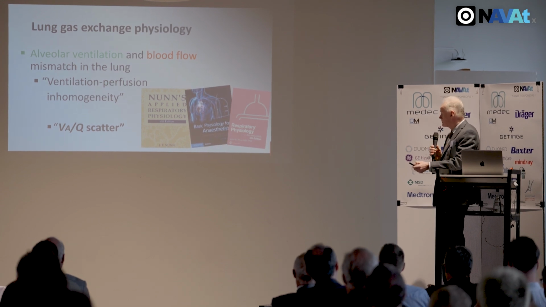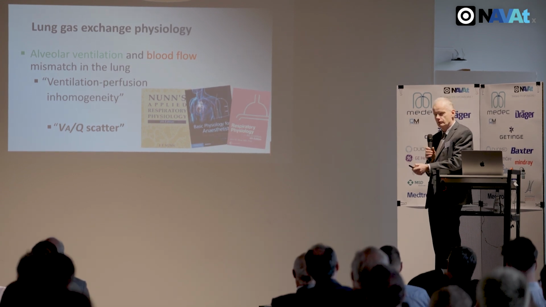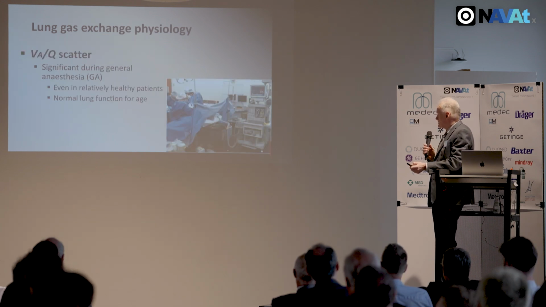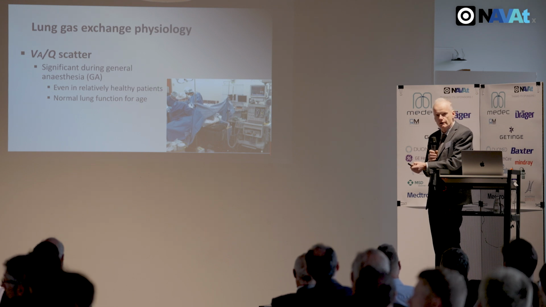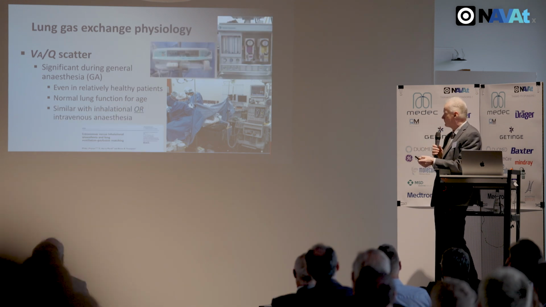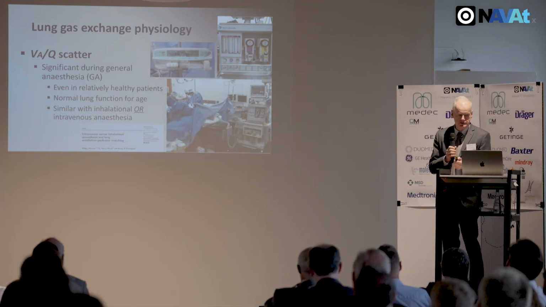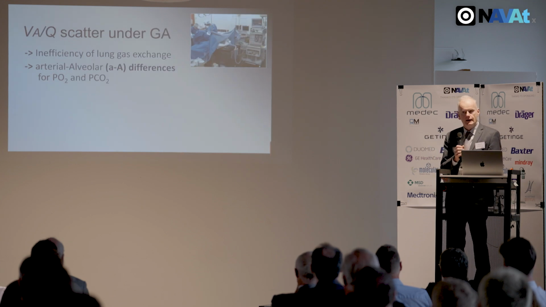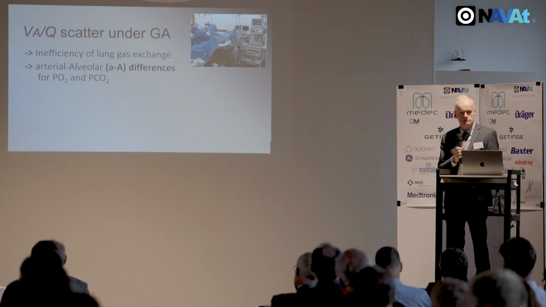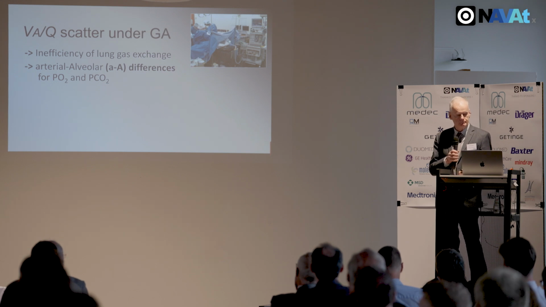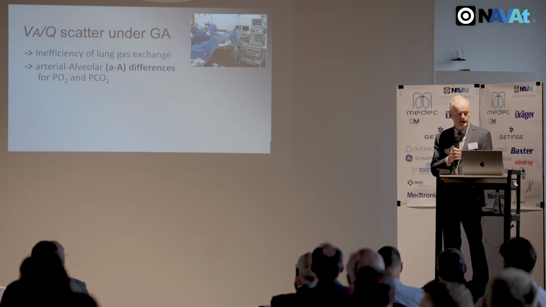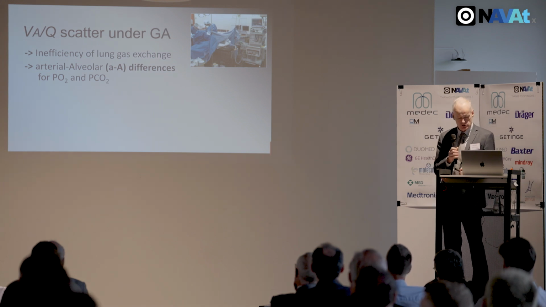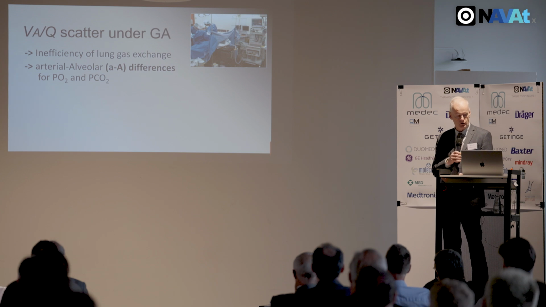And the reason for this is because, more specifically, we're talking about VQ scatter in the lungs rather than mismatch per se. The reason is because this is universal in all our anaesthetised patients. Importantly, we've shown in at least a small study that it's no better with TIVA than it is with inhalation anaesthesia, this problem. And the manifestation of this that's measurable for you is the generation of arterial to alveolar partial pressure differences, or AA differences, for all the gases that you can measure under anaesthesia, particularly for oxygen and CO2.